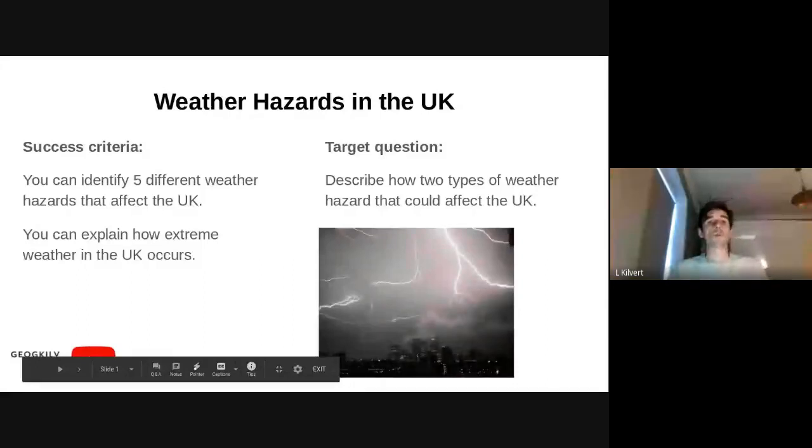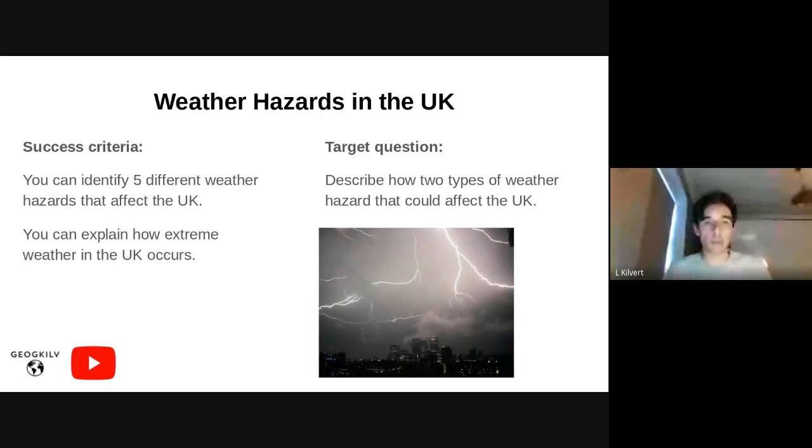Okay, so in order for us to be able to achieve what we need to achieve today, I want you to be able to identify 5 different weather hazards that affect and impact the UK. I want us to be able to explain how extreme weather in the UK occurs. So there's kind of 2 sides to it, really. There's the physical geography side of it and the understanding of how the weather and climate can impact upon the UK, but then there's the human geography side of it, which is all about how those extreme weather and hazard events can have an impact upon our lives.